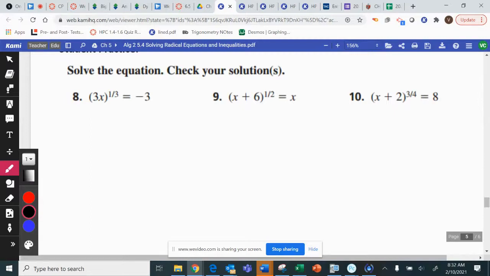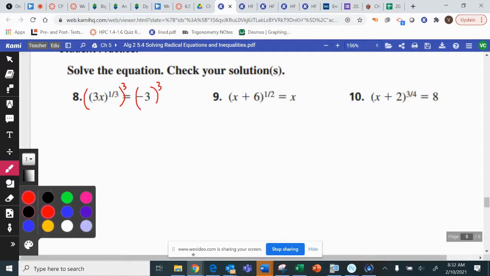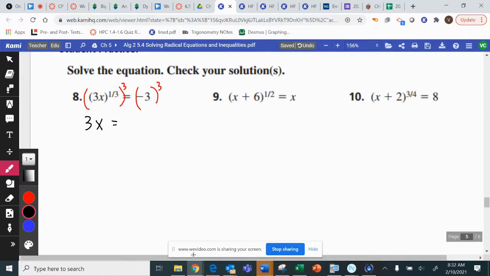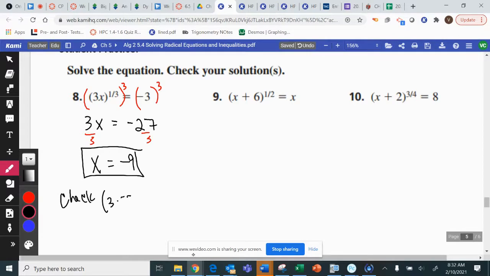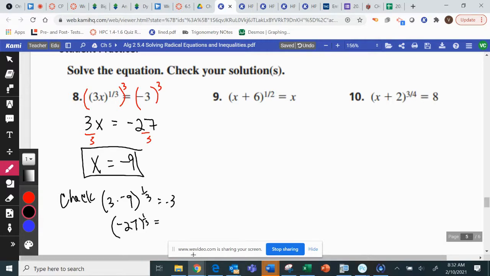Okay, so number 8, the outermost thing on the x is the 1/3 power. So we're going to raise each side to 3. If you tried number 8, we're going to get 3x equals negative 27. Divide by 3, and we get x equals negative 9. When we check it, 3 times negative 9 to the 1/3, we get negative 27 to the 1/3, which is negative 3, and that checks. So the answer of negative 9 is correct for number 8.